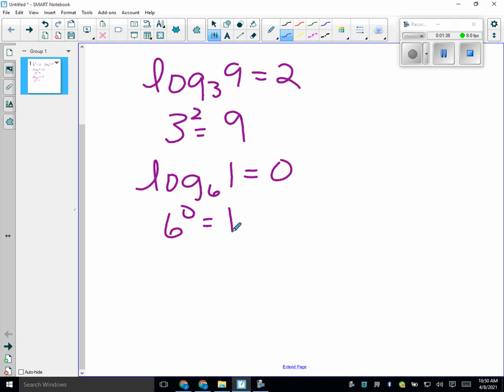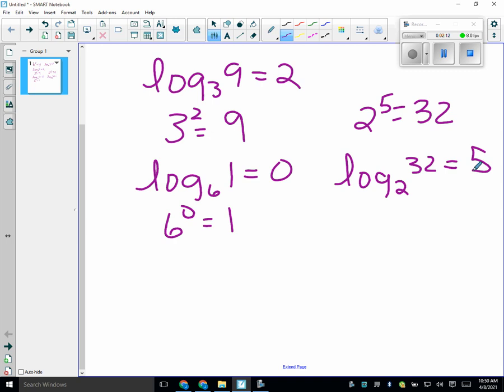So that's one of the first things you're going to do: go from logarithmic to exponential. Now let's go the other way. What if I have 2 to the 5th equals 32? I want you to write it as a logarithm. Log, what's the base? Of 32 equals 5.